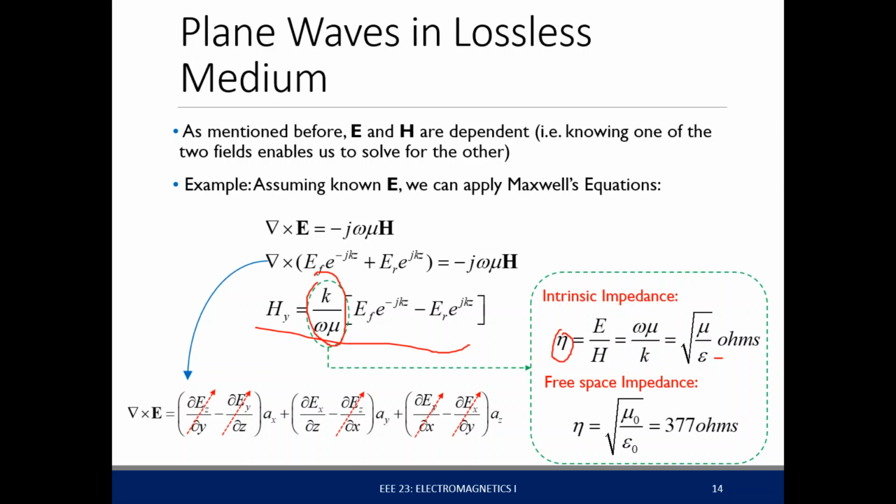So why is it measured in ohms? It's impedance also, because recall your electric field here is volts per meter. Your magnetic field here is amperes per meter. So volts per meter over amperes per meter becomes volts per ampere, becomes ohms. So this is the intrinsic impedance. If we're looking at the impedance of free space, just substitute mu and epsilon here, mu naught over epsilon naught. It becomes 377 ohms. So this is the free space impedance.